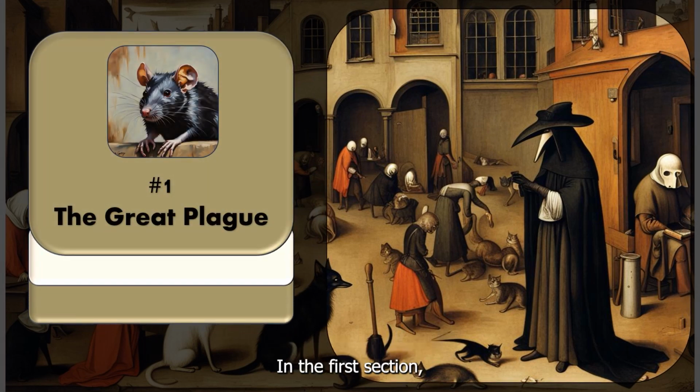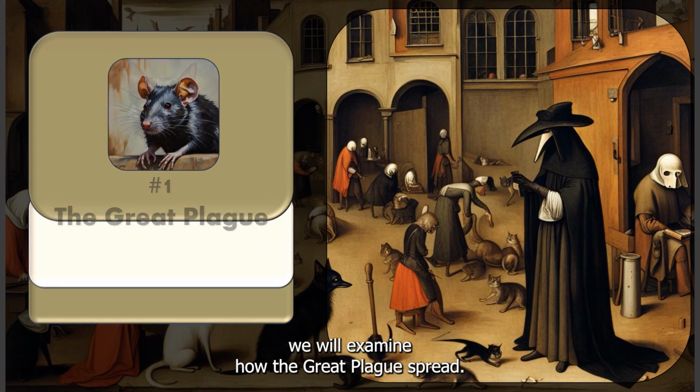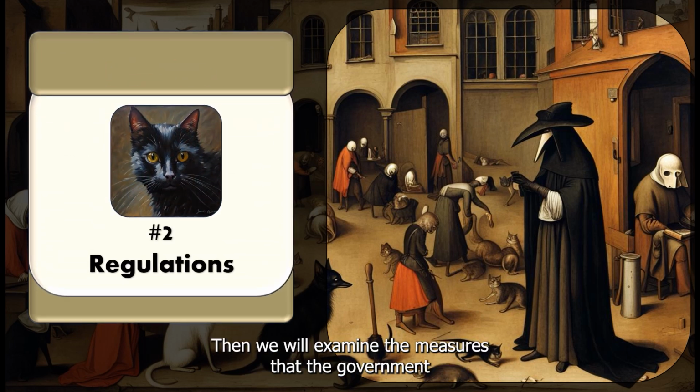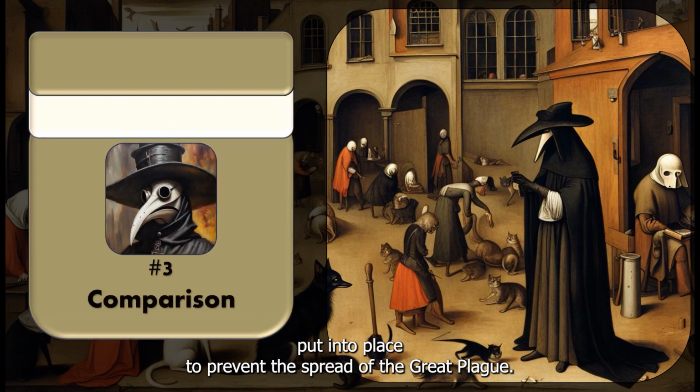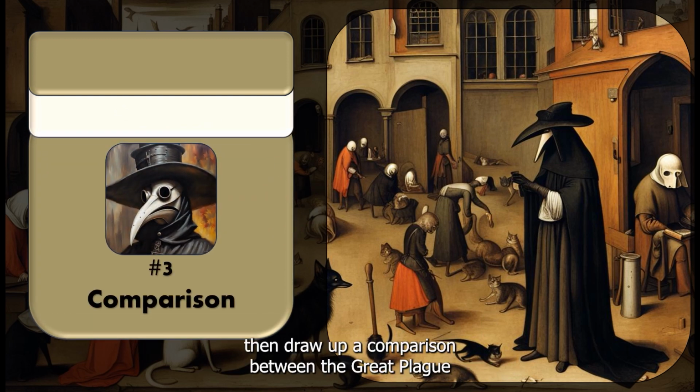In the first section, we will examine how the Great Plague spread. Then we will examine the measures that the government put into place to prevent the spread of the Great Plague. We will then draw up a comparison between the Great Plague and the earlier version of the same disease, the Black Death.